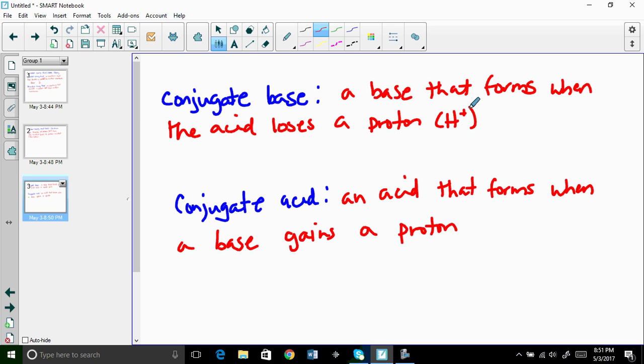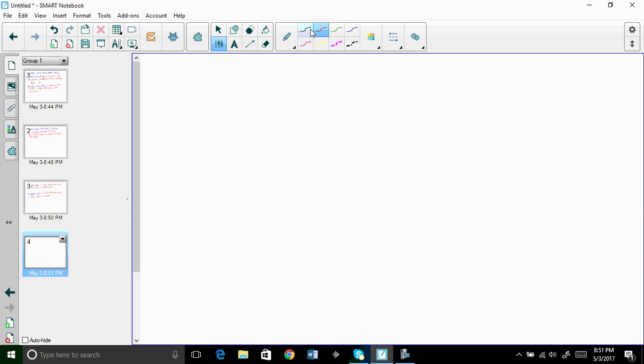Okay, so there's your key terms. I'm going to do 6 examples with you. Really pay attention. This is totally weird. It's not hard, but you've never seen anything like it before. And so here is my first problem.